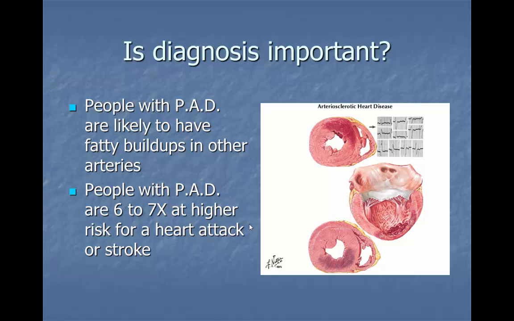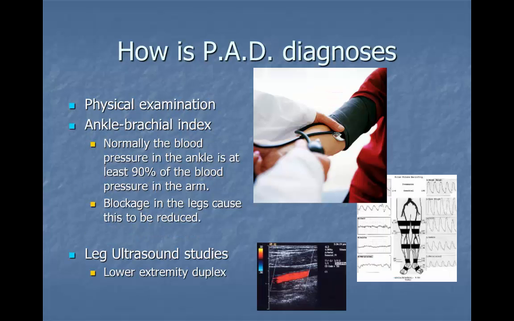Now, how do you diagnose this disease? Well, the most important diagnostic test is the ankle brachial blood pressure index. It could also be done by ultrasonography or angiography before surgery. People with peripheral artery disease are likely to have fatty buildup in other arteries as well, and there's a 6 to 7 times higher risk for heart attack or stroke. On physical examination, if patients complain of pain while walking, that they have to stop, otherwise the pain is excruciating, that's an indication of peripheral artery disease with the previously mentioned risk factors.